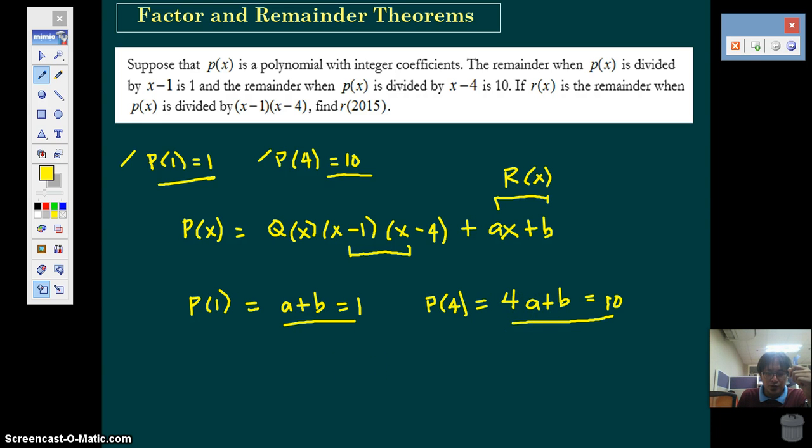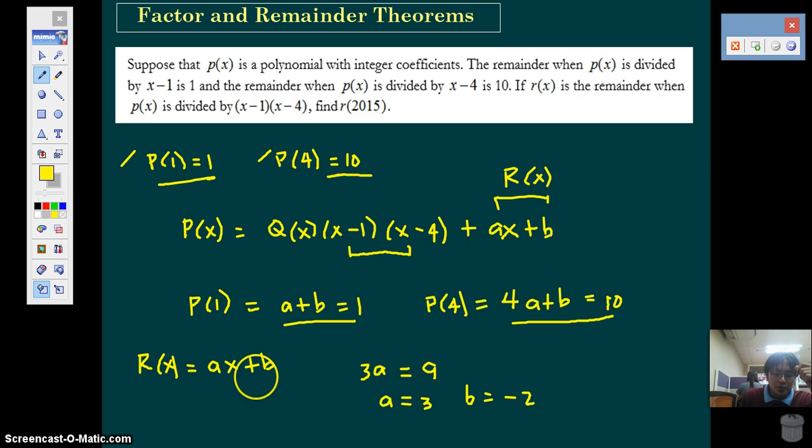4a minus a, 3a; b minus b will cancel out. 10 minus 1 is 9, therefore a is equal to 3. So if a is 3 here, 3 plus b is 1, so b is negative 2. Therefore your r of x, ax plus b, now you have your a and b, is simply 3x minus 2. So this is your r of x.